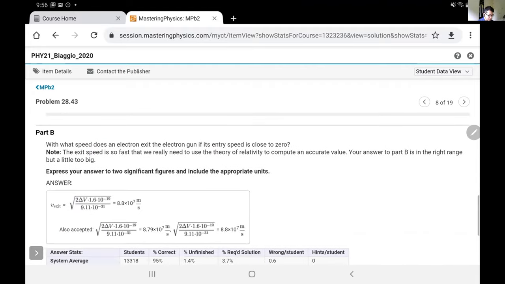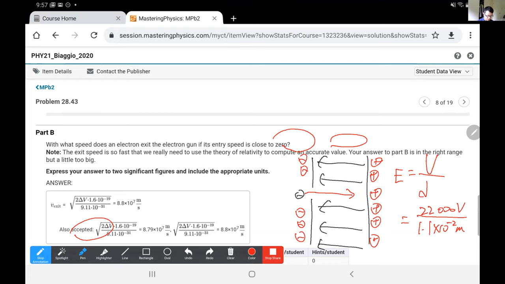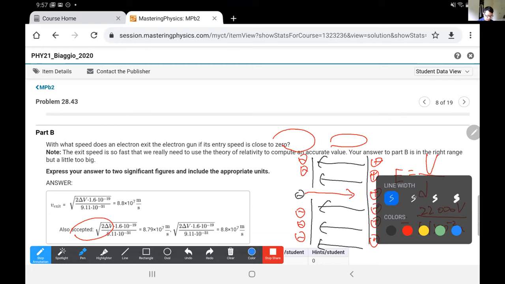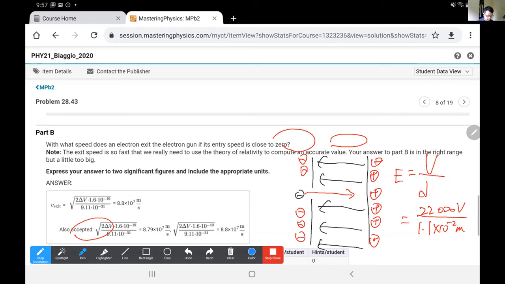Part B. What speed does the electron exit the electron gun if its entry speed is close to zero? Let's go back to this figure. At the beginning, the electron has zero speed. And we want to calculate the speed when this electron is at this end. What's the speed when the electron exits the gun? Go to the other side.